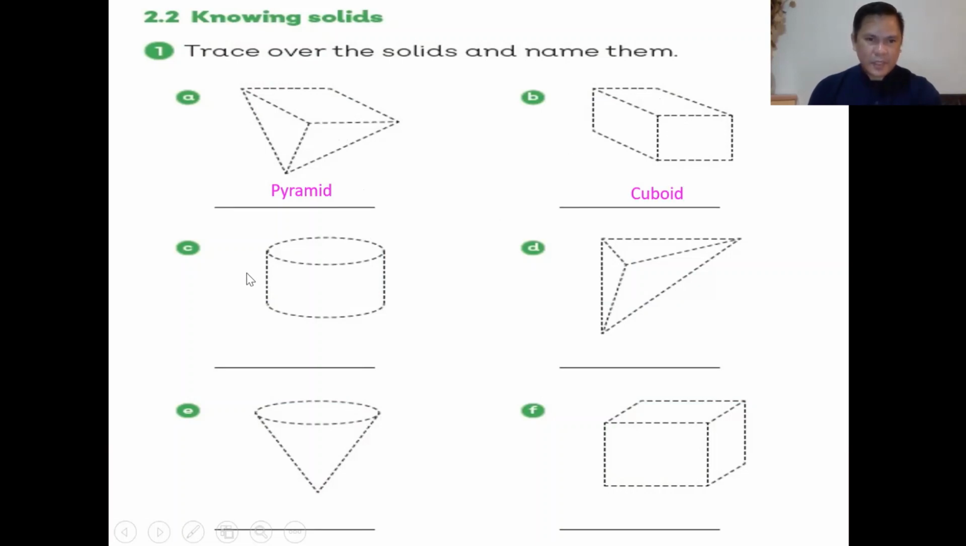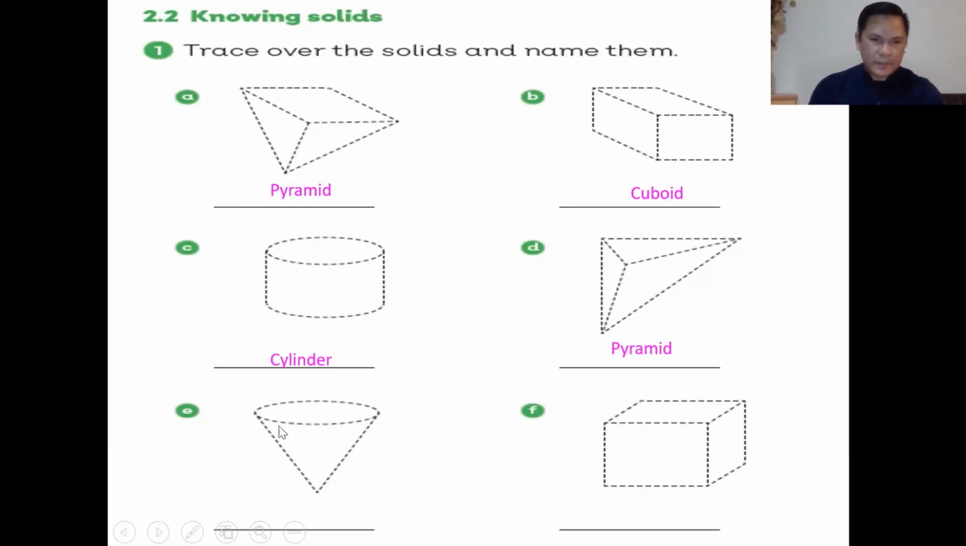And letter C is what? Letter C has flat faces and a curved face. So we call it a cylinder. And letter D, what do you think this is? Do you see this already? This is a pyramid also.